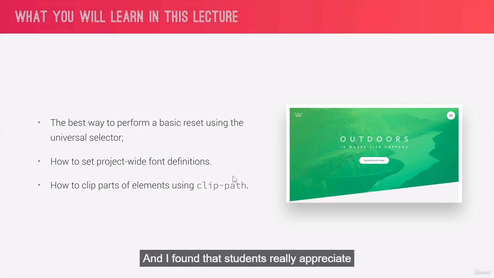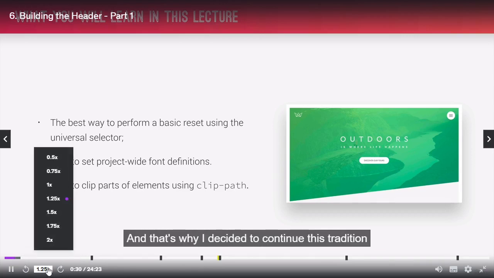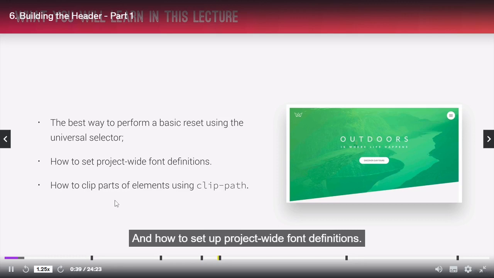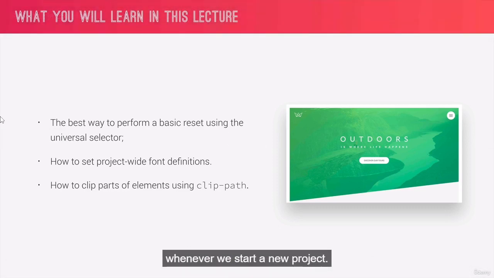In this lecture, and I found that students really appreciate this quick lecture summary, so that they can later come back to the lecture and know if it contains exactly what they are looking for or not. And that's why I decided to continue this tradition in this course. So in this lecture, you're going to learn the best way to perform a basic reset using the universal selector, and how to set up project-wide font definitions. This might not be really new to you, but we still have to do this whenever we start a new project. Now, what probably is new to you is to clip parts of elements using the new clip path property. And so that's the first real new modern CSS you're going to learn. So let's do that right now.